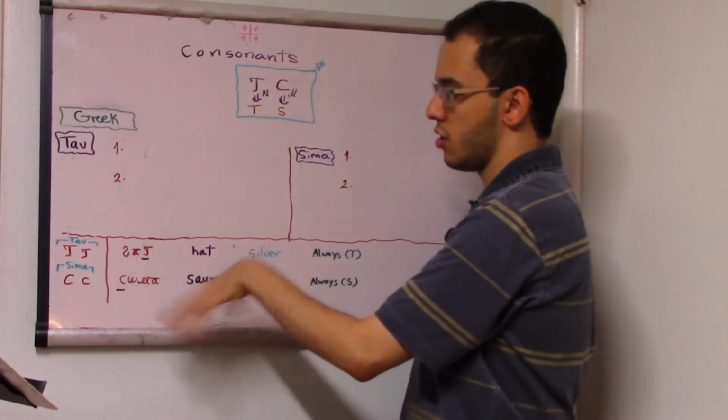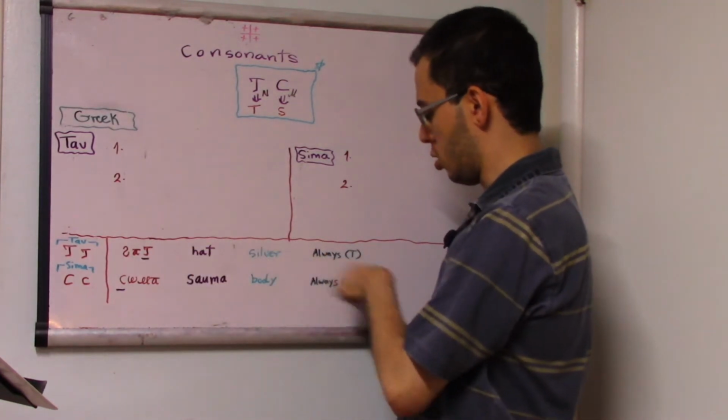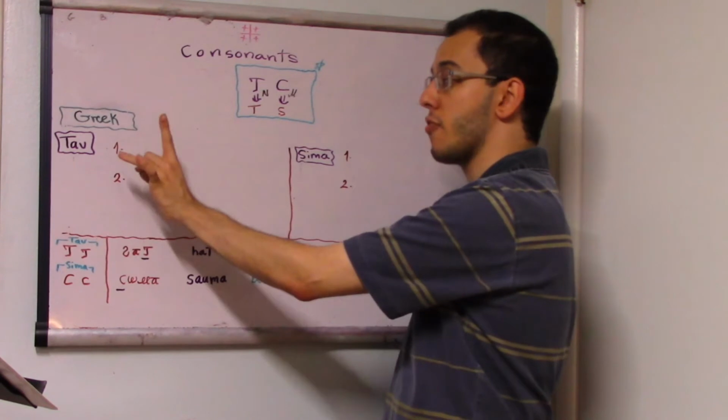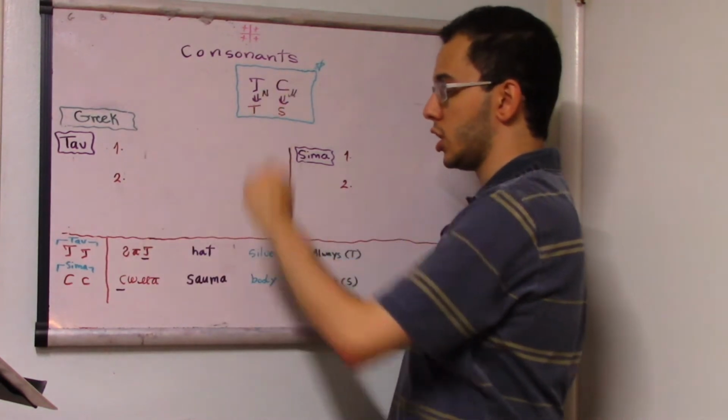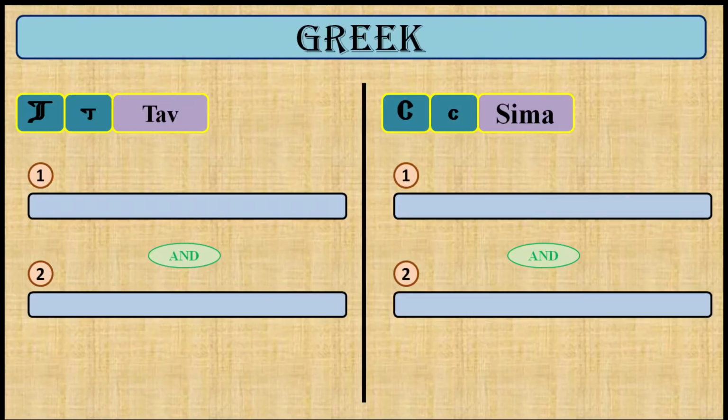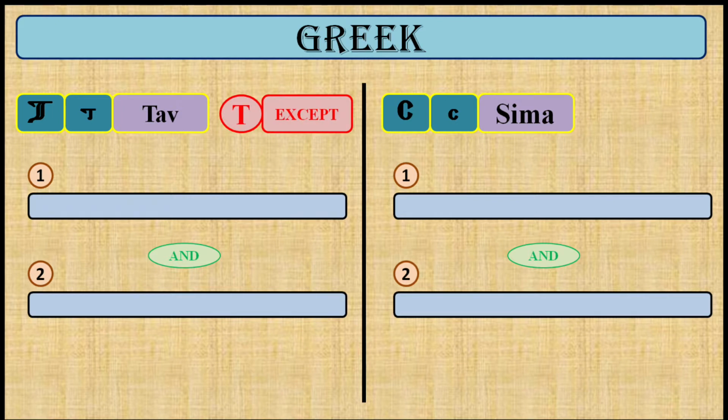So in Coptic, they're always T, always S. In Greek now we learned that they could still be T and S. However, if certain two conditions are met, and those two conditions have an "and" between them, that "and" means both conditions need to be true. You cannot have one of them. Both have to be true. Let's first start with Tav.